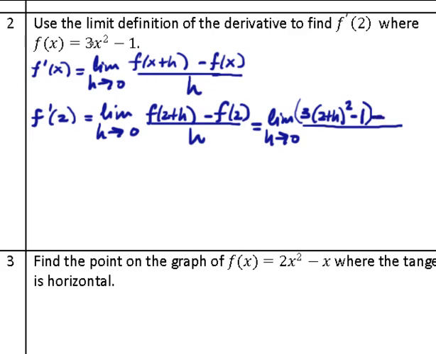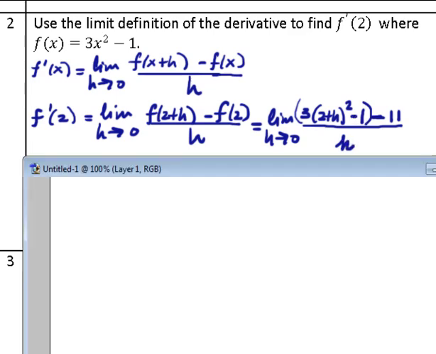F of 2, substitute 2 into here. We have 3 times 4 is 12. 12 minus 1 is 11 over h. Okay, well we have to simplify this. All right, let's simplify over here. I'm just going to simplify what's in parentheses. So we'll do that on the side.